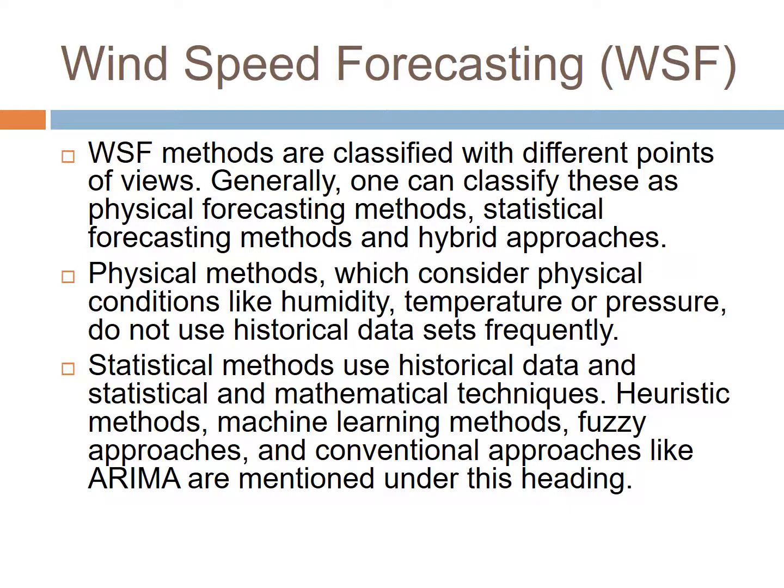But when we look at the statistical methods, we see that usually historical data, like past wind speed values, are used with statistical and mathematical techniques. Heuristic methods, machine learning methods, fuzzy approaches, and conventional approaches like ARIMA or SARIMA can be mentioned under this heading.